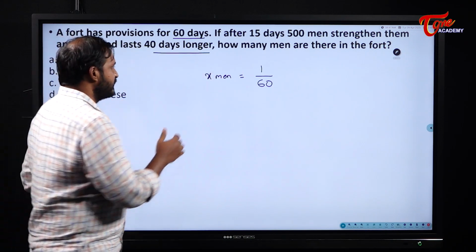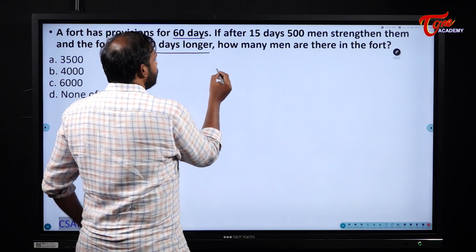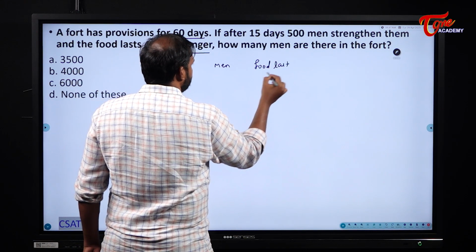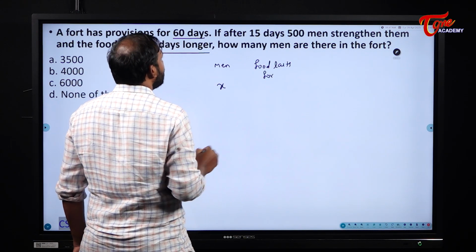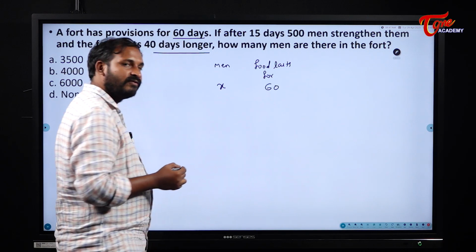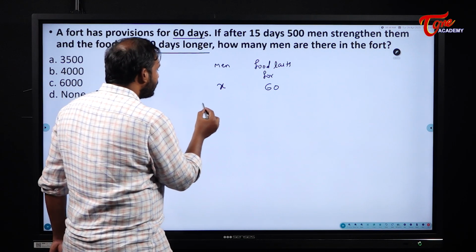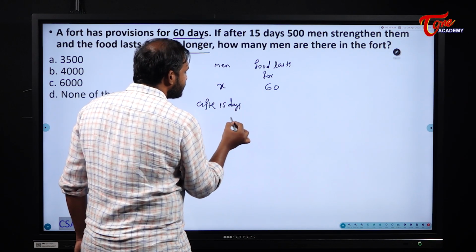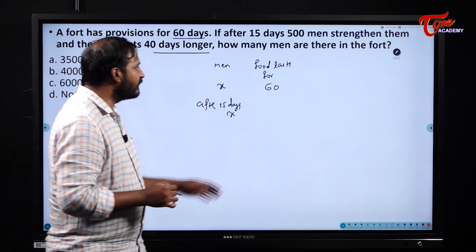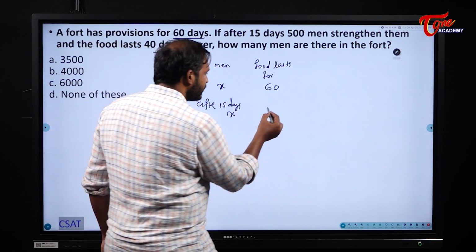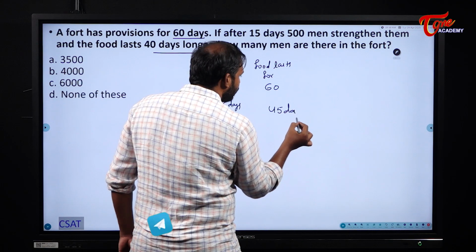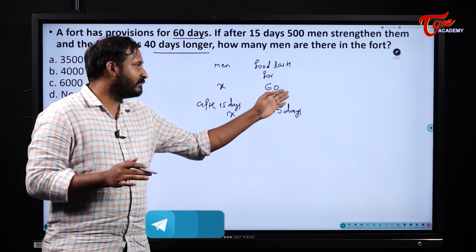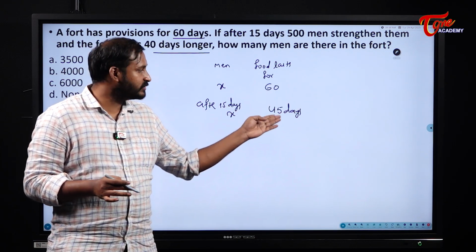40 days. Now please see here, students. Before writing this one, men and food lasts for. Initially there are X men and the food will last for 60 days. Now, after 15 days, if the same X men are there, the food will be left for how many more days? 45 days, right? Am I correct? Why? Because 15 days have passed, they have consumed 15 days of food, so the food will be left for 45 days.